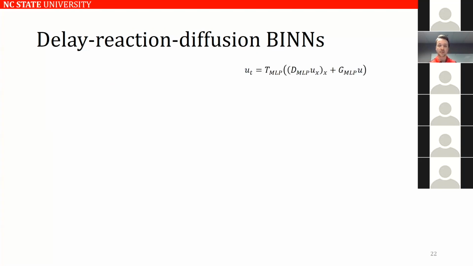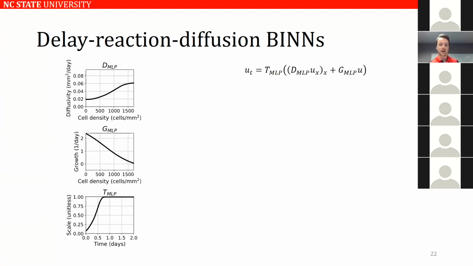So using our updated PDE, we train a new set of BINNs on the same data set, and again, decently interpretable parameter dynamics here. So diffusion is increasing, it's non-zero at 0 cell density. Similarly to last time, GMLP is linearly decreasing, and TMLP performs exactly as we predicted, by being smaller for early time and then converging to unity for later time.